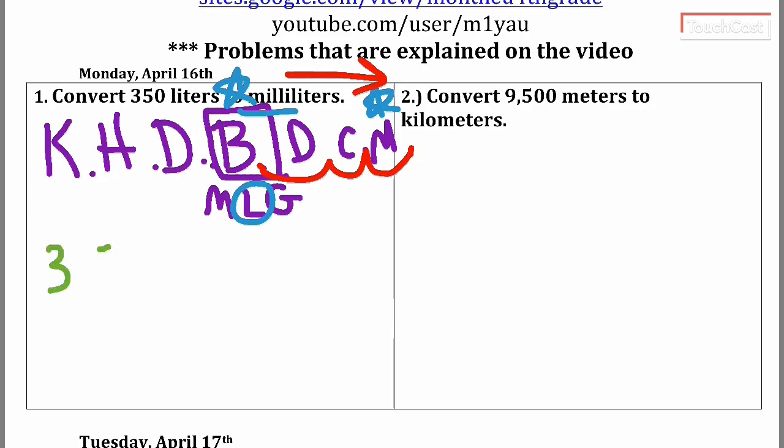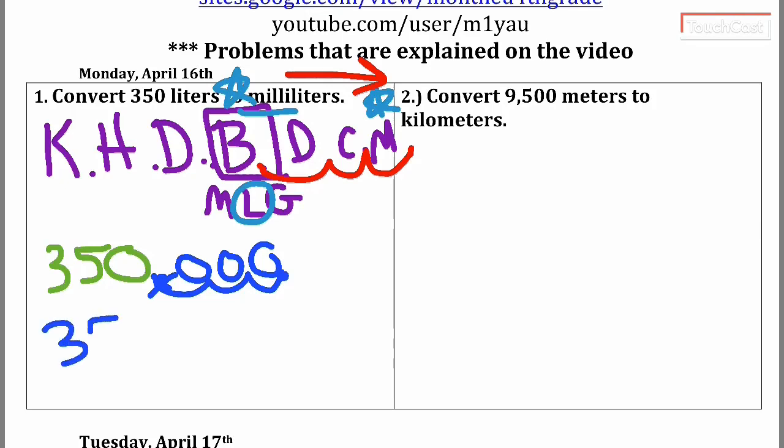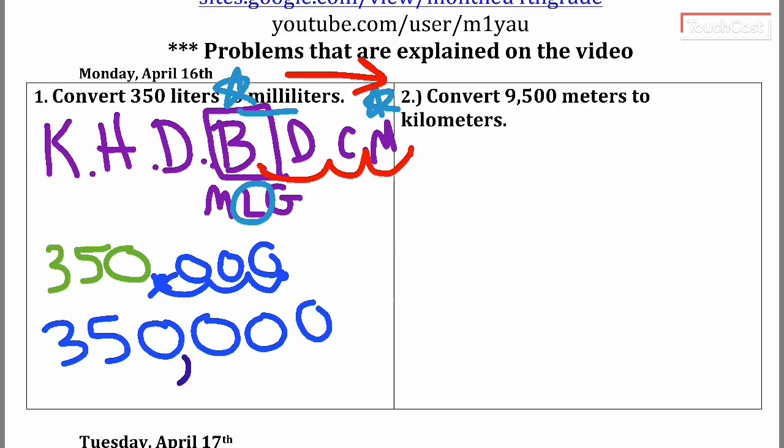So let's write 350. Now there's no decimal point here. We're going to put the decimal point at the end of the number and do 3 jumps. 1, 2, 3. Here's where the new decimal point goes. This one becomes eliminated. What do I fill my jumps in with? Zeros. I'm going to rewrite this number with 4 zeros. Go back and add my comma. 350,000 milliliters is the answer for number 1.